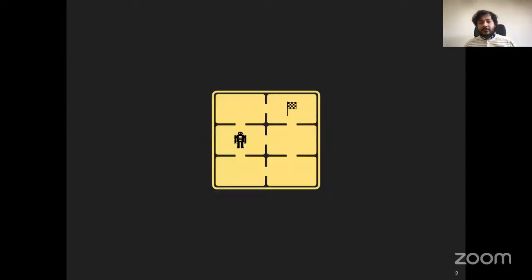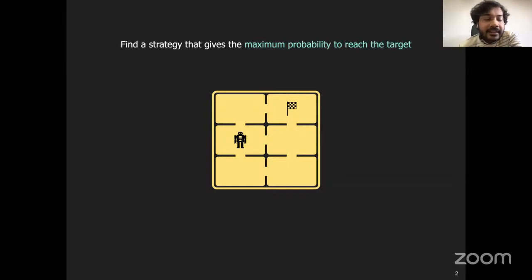So let's try to play a game. Here we have a maze, as we always have. And in this cell, you have a robot. And in this cell is where you want the robot to go. Between cells, you have some pathways. So once the robot is in a cell, you can ask it to go to another cell, right? And then the objective is to find a strategy for the robot that will give the maximum probability to reach the target.